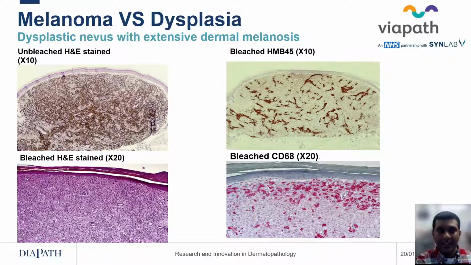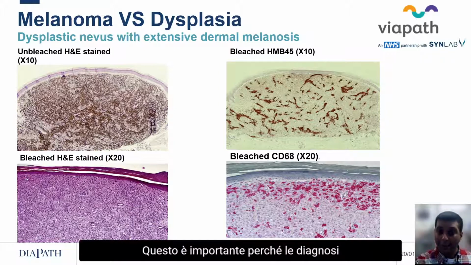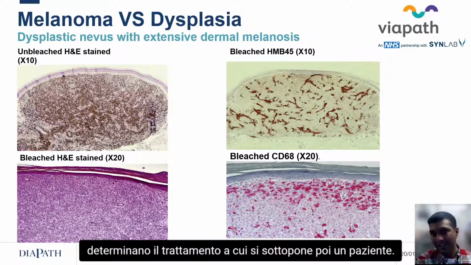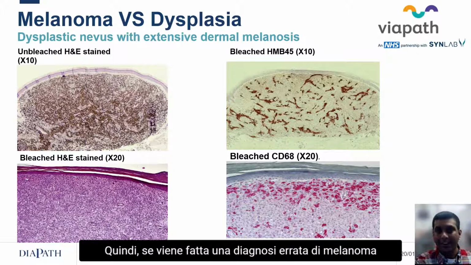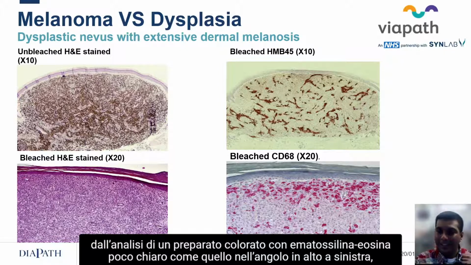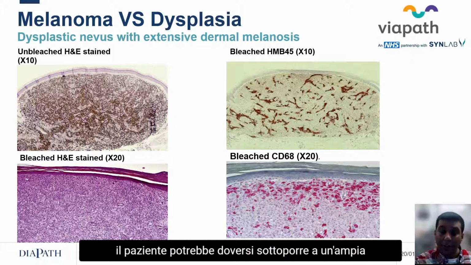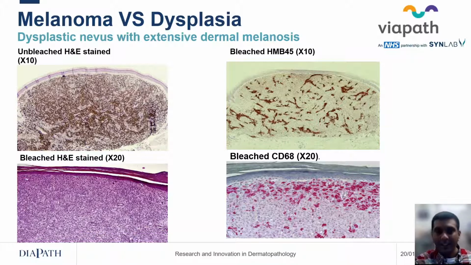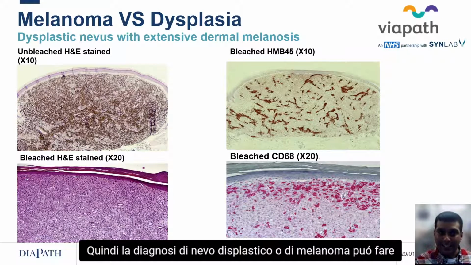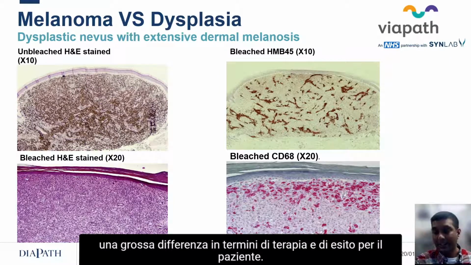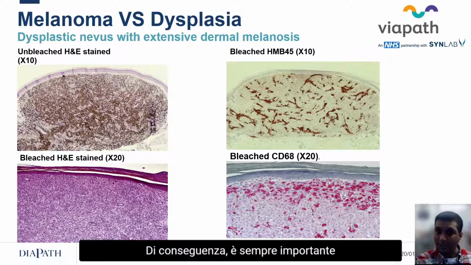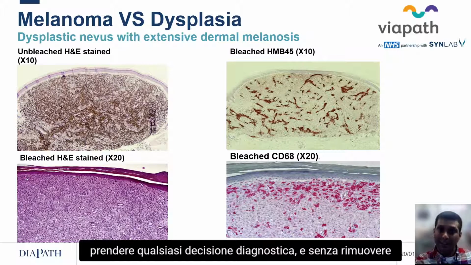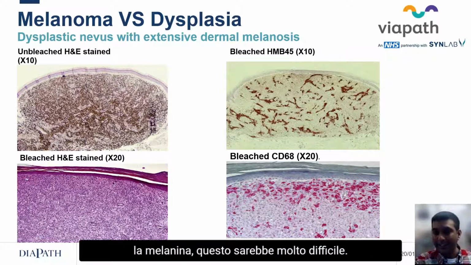And why is this important? This is important because the diagnosis will determine what treatment the patient undergoes. So if it was from a very unclear H&E, like at the top left-hand corner, and it was incorrectly diagnosed as melanoma, the patient may have to undergo wide local excision and sentinel lymph node biopsies, etc., which are very invasive. So the diagnosis of dysplastic nevus and melanoma can make a big difference to the patient's treatment and outcome. So as a result, it's always important to have a clear histological picture before making any diagnostic decisions. And without removing the melanin, that would be quite difficult.